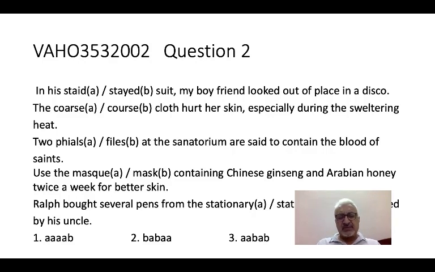Using the mask with Q-U-E and simply K, which is the correct answer? The answer is A. Now, what does mask mean? Mask is a kind of face pack or some kind of compound that we use on our face or on our arms to improve the skin. That is how we use the word given in the A option. The second one, of course, is something that we use to hide our identity.